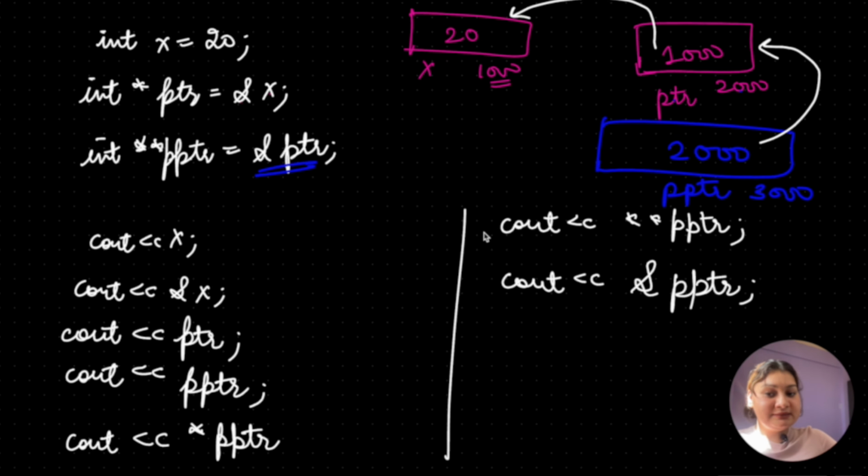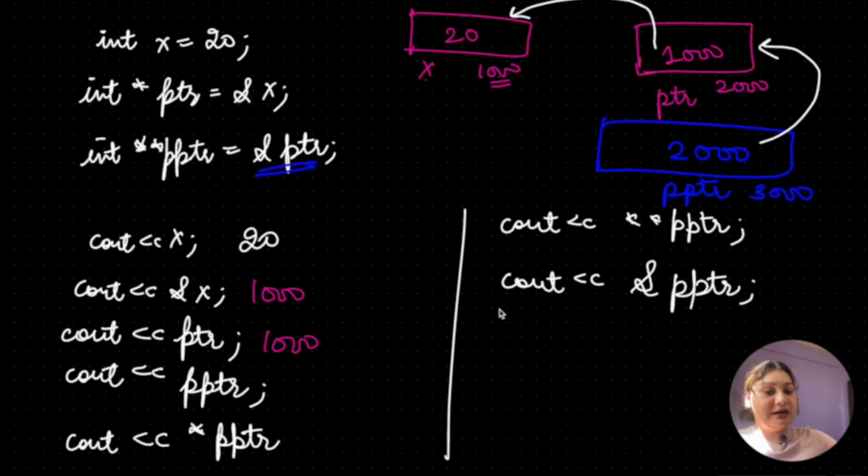To understand this better, we will just solve these things. What is cout x? What is in the x? That is 20. The output would be 20. What is &x? That means the address of x. Address of x is 1000. So the answer would be 1000. You can pause the video here and try to get your answers, and then you can match them. Cout ptr. What is in ptr? ptr's value is 1000. So that's why its output would be 1000.